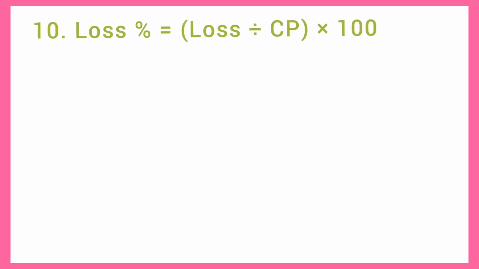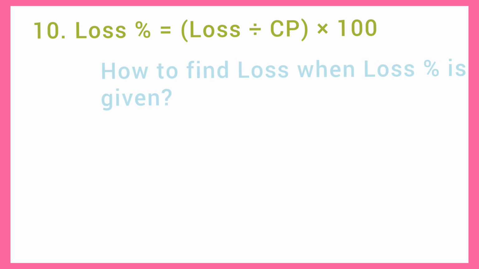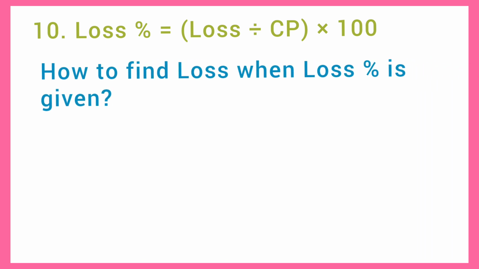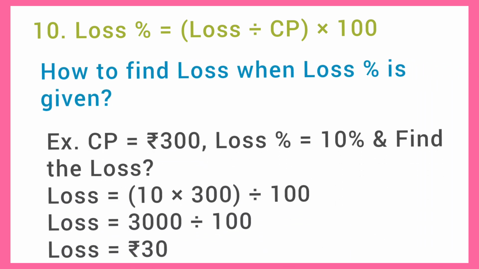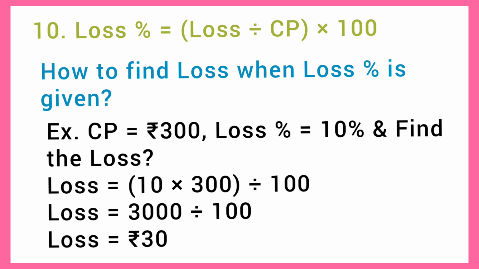Next, loss equals loss percentage into cost price divided by 100. How to find loss when loss percentage is given? Example, cost price is rupees 300, loss percentage equals 10% and find loss. Here the loss is rupees 30.